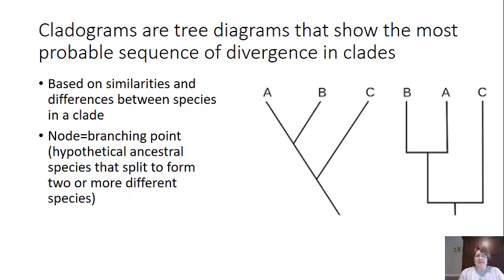All right, so a cladogram is just a tree diagram that shows the most probable sequence of divergence in a clade. Okay, so we're looking at one clade here, shown two different ways. A cladogram is based on similarities and differences between the species, and you have a branching point. So here would be a branching point, and here is the same branching point in the alternative view. And that branching point is called a node, and it's just a hypothetical ancestral species that split to form two or more different species. So you could have a node that actually had three species branching from it.